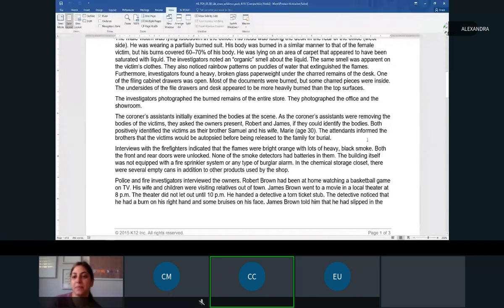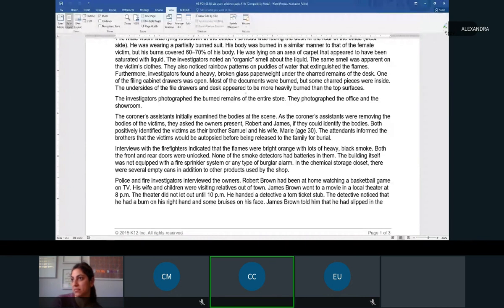Yep. Okay. The coroner's assistants initially examined the bodies at the scene. As the coroner's assistants were removing the bodies of the victims, they asked the owners present, Robert and James, if they could identify the bodies. Both positively identified the victims as their brother Samuel and his wife, Marie, age 30. The attendants informed the brothers that the victims would be autopsied before being released to the family for burial.